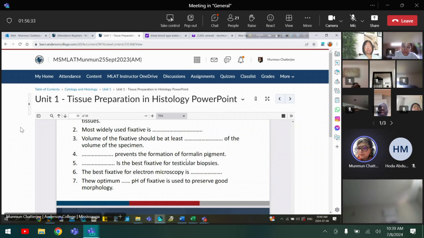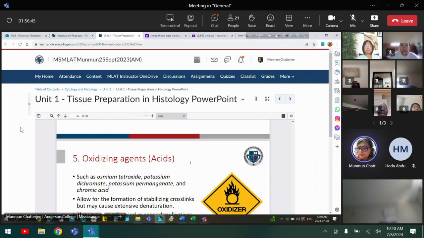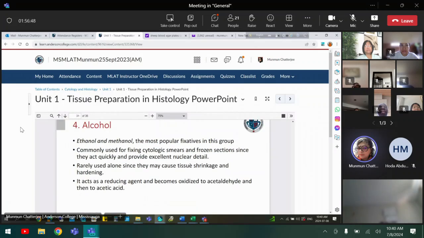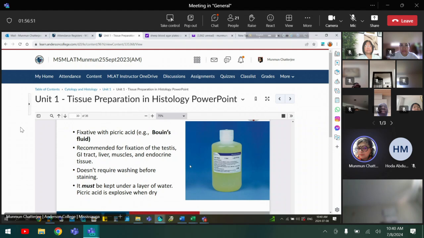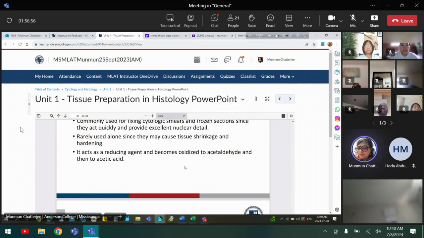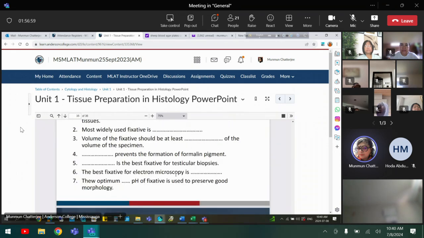Which is the best fixative for testicular biopsies? Picrate. Yes. Picrates, or Bouin's fluid. Okay. Good. What is the pH? 6.8, 7.2. Good. The best fixative for electron microscopy? Glutaraldehyde. Okay.